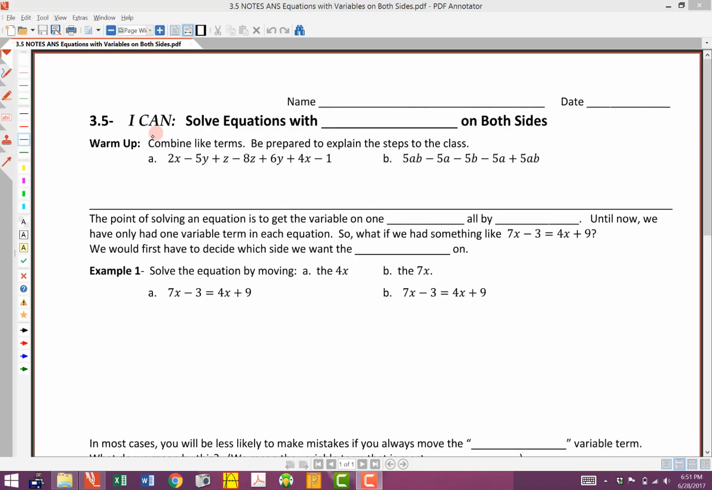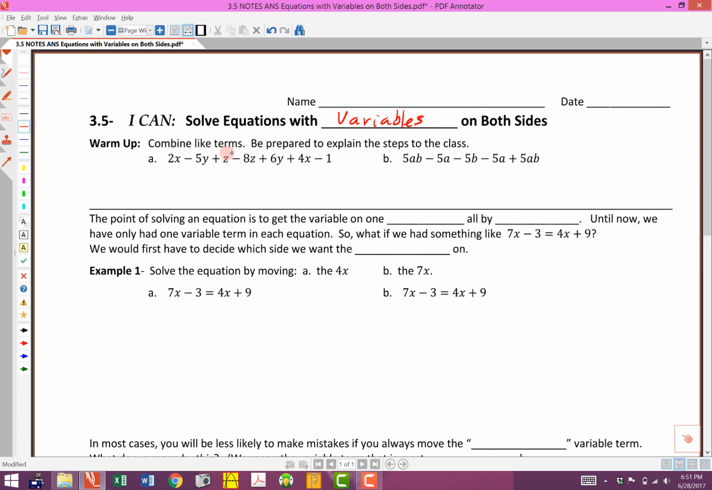So this is 3.5, and here's the I can statement. I can solve equations with variables on both sides. So variables. So that's the I can statement. Let's take a look at the warm-up here.